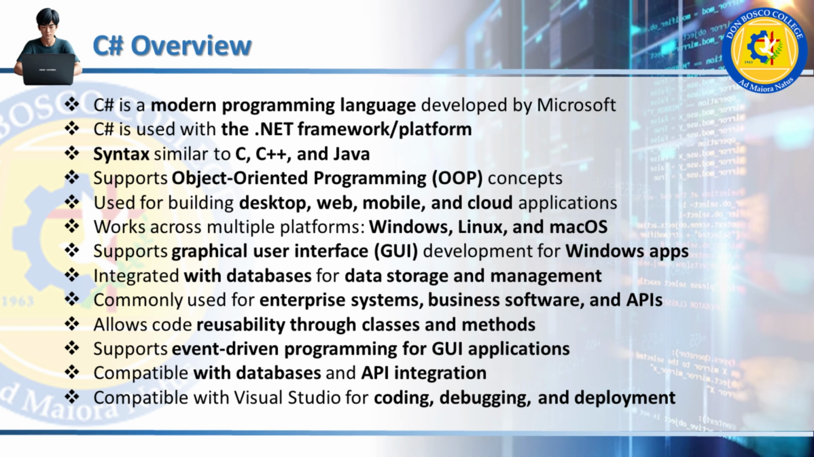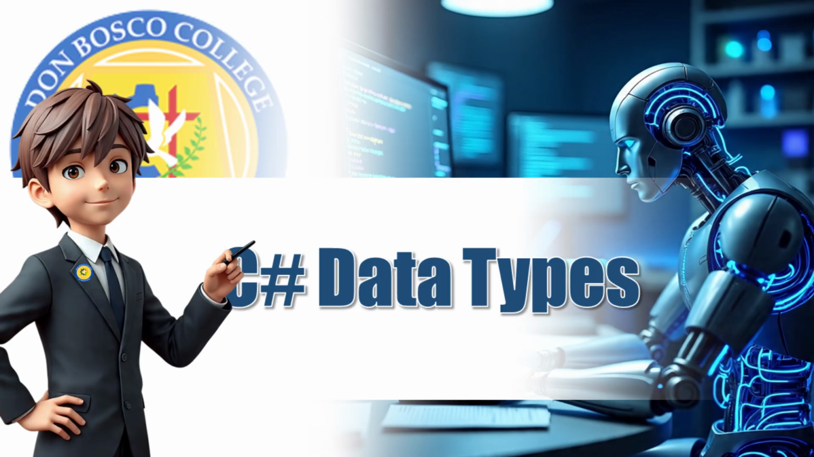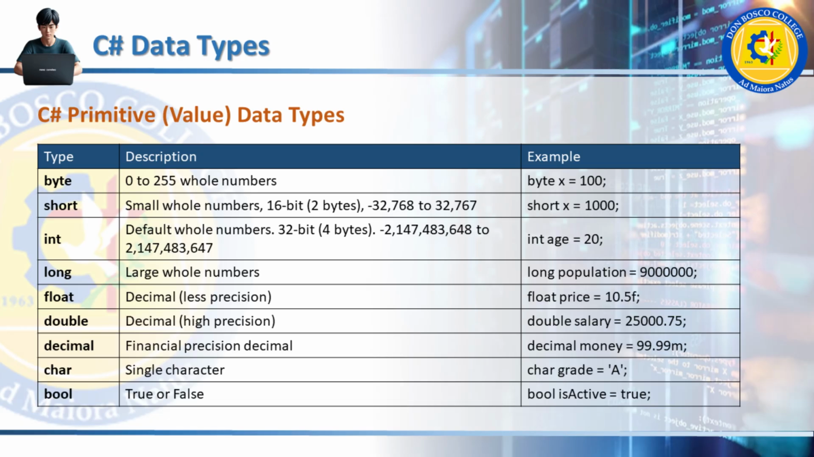It allows code reusability through classes and methods and supports event-driven programming for GUI applications. In addition, it is compatible with databases and API integration, and it works efficiently with Visual Studio for coding, debugging, and deployment. Another topic is C# data types, and the following are the primitive data types in C#.